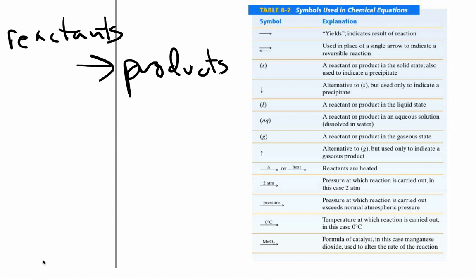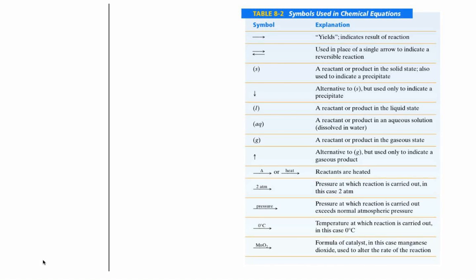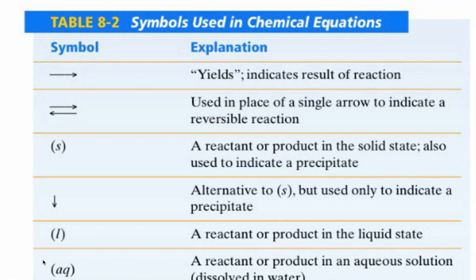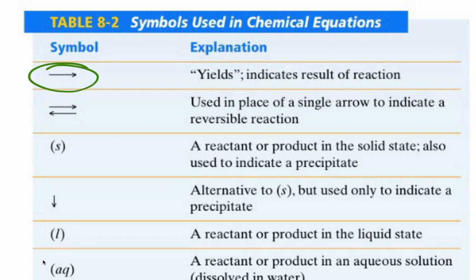Well, there's a lot of things we could have around them or alongside that arrow that we want to look at here, that some of them we'll have seen before and some of them we won't. That arrow itself means yields, and it points in the direction the reaction is going. It is also possible to have a double arrow, meaning the reaction could go in either direction. It's what we call an equilibrium reaction.